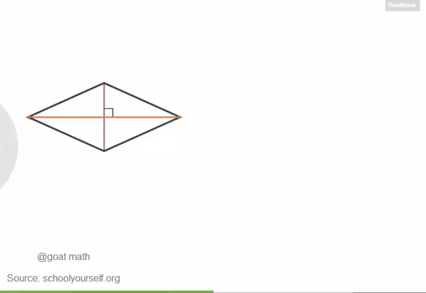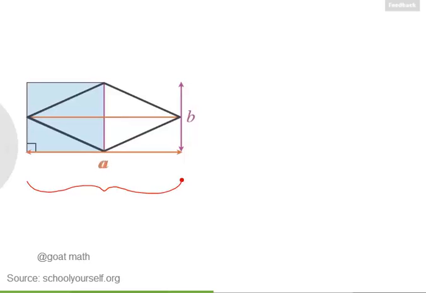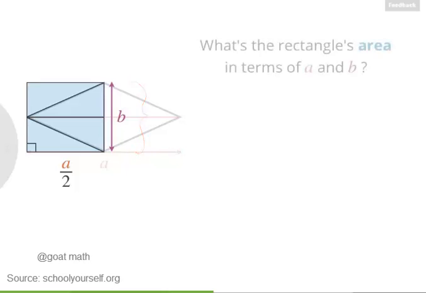Next, let's say this horizontal diagonal has length A, while this vertical diagonal has length B. You might have noticed that these diagonals divide the rhombus into 4 triangles. And without changing their combined area, we can rearrange these triangles to form a rectangle. The base of the rectangle is half the length of the horizontal diagonal, so it's A over 2, and the height is B. So then what's the area of this blue rectangle in terms of A and B?